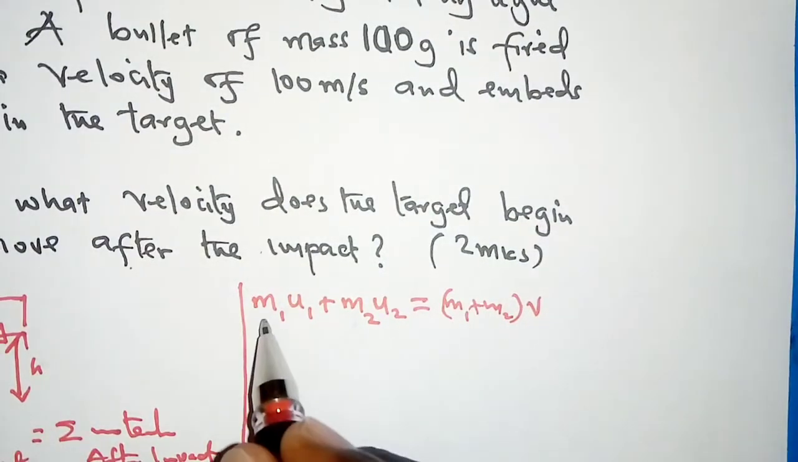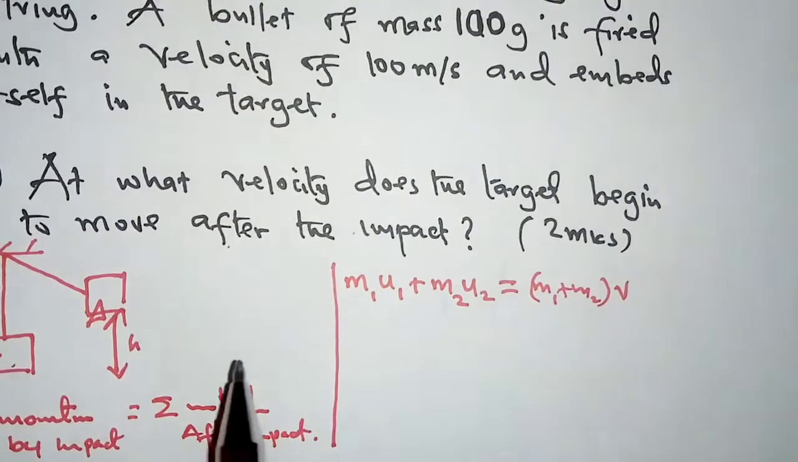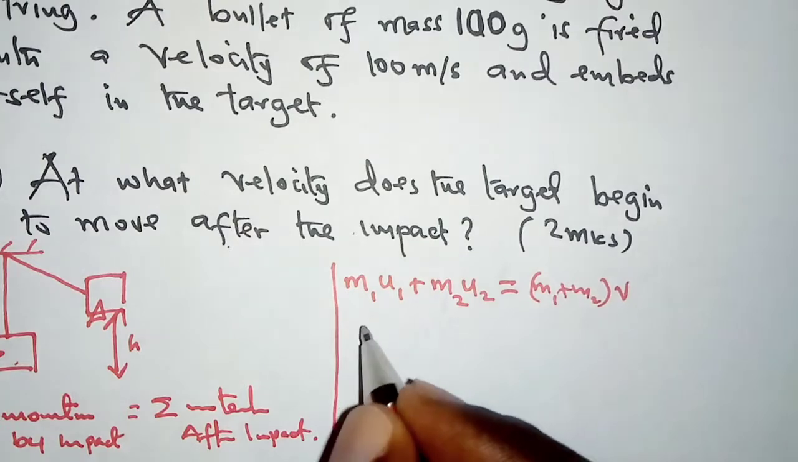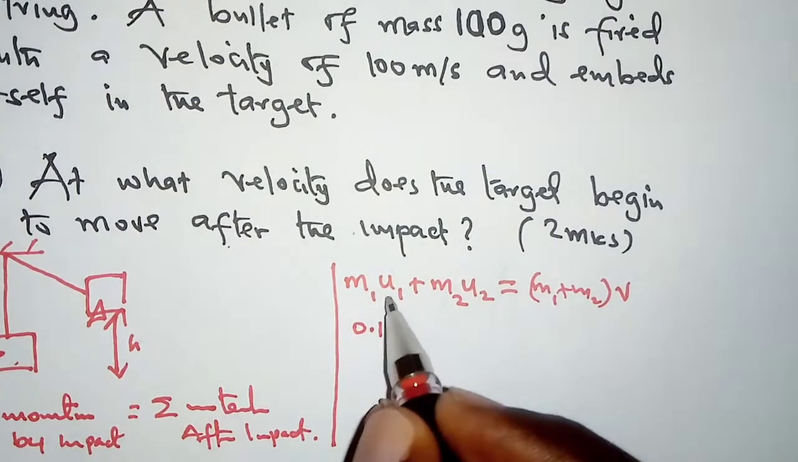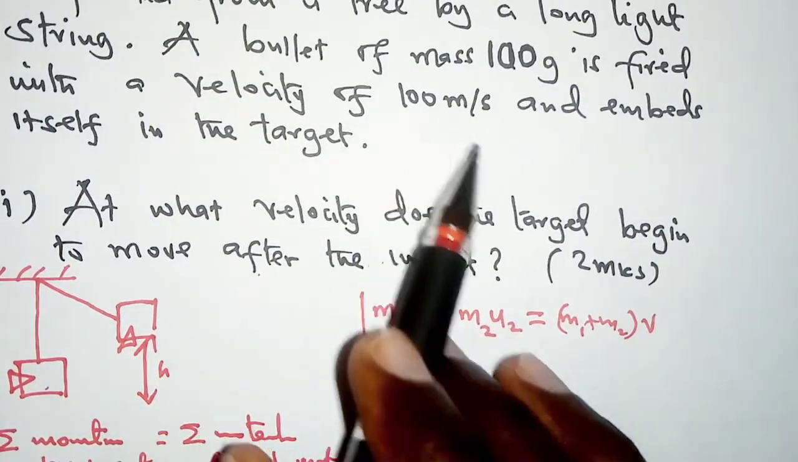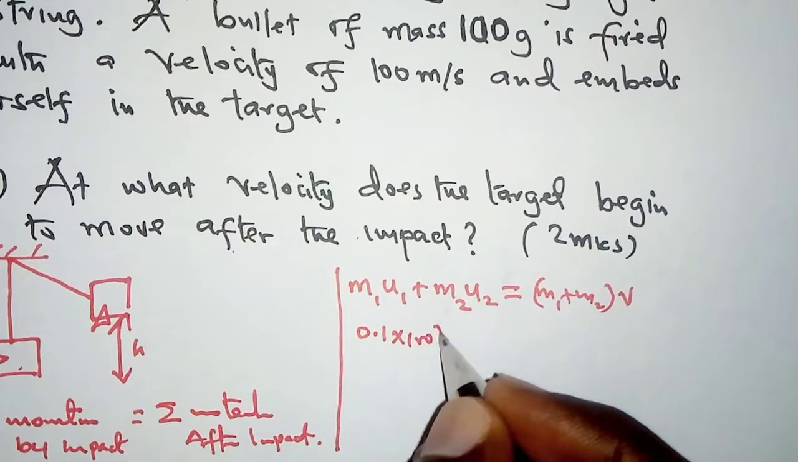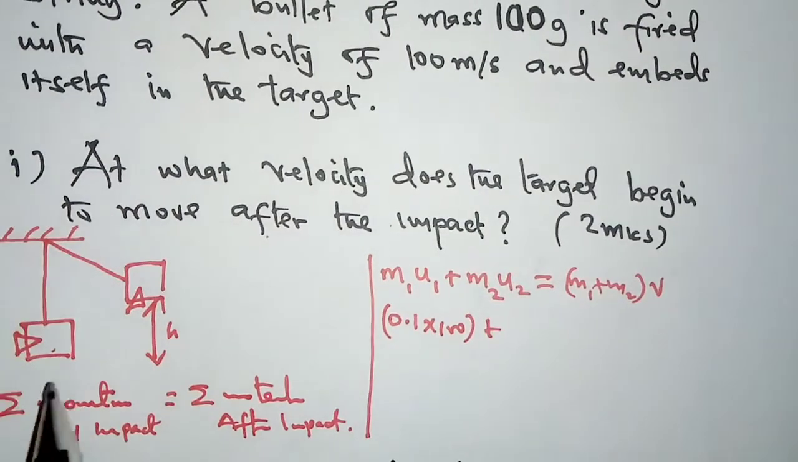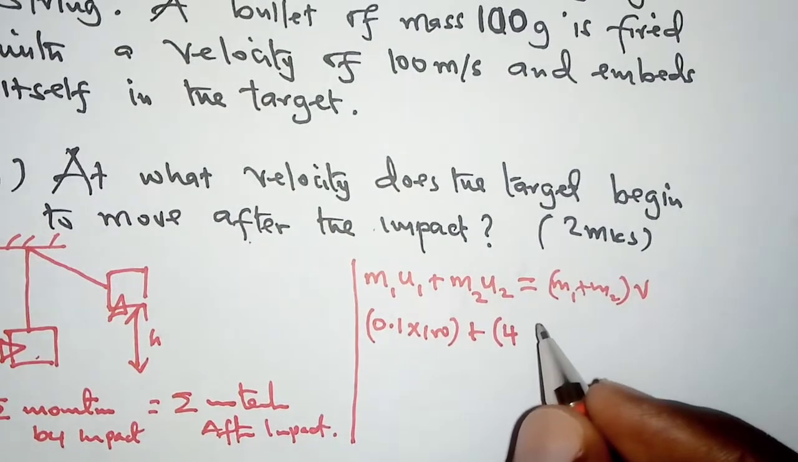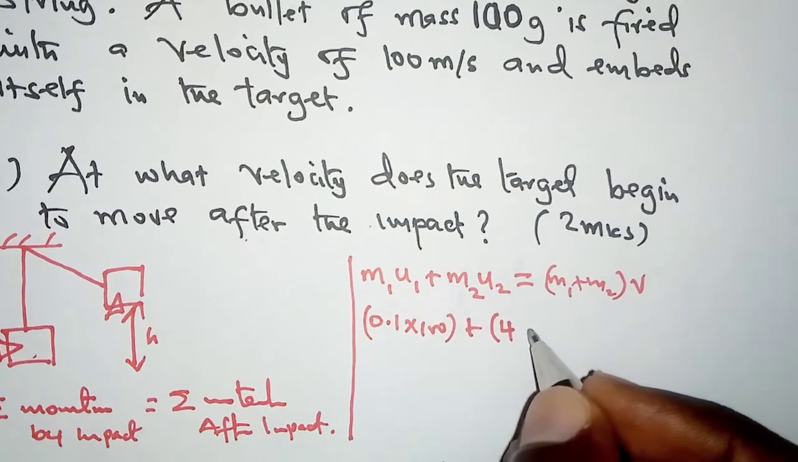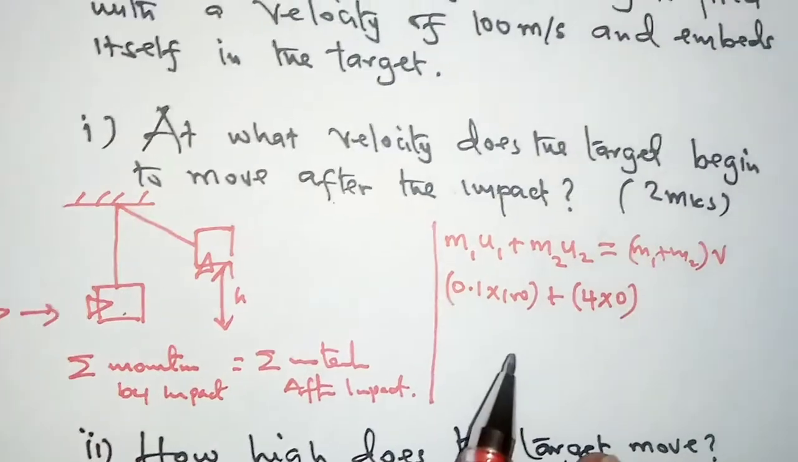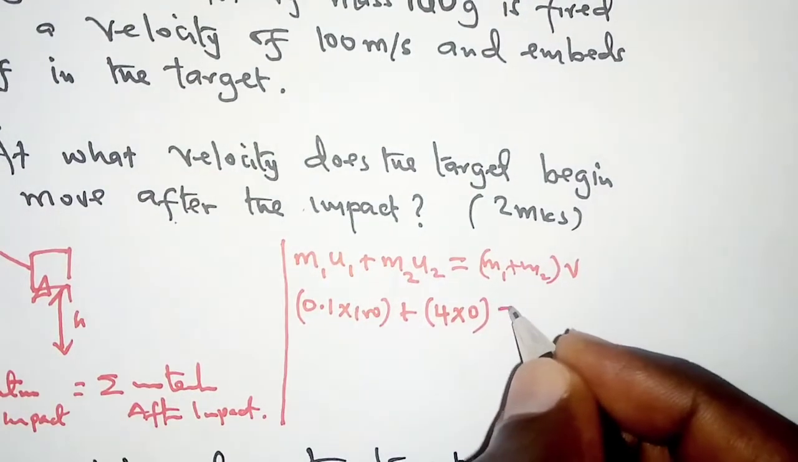Well, the mass m1 of the bullet is 100 grams, and 100 grams, we have that in kilograms, 0.1. We'll have to multiply by the velocity before impact, and we are told that is 100 meters per second. So we multiply by 100. When it comes to the block, the mass of the block is 4 kilograms. We have to multiply that by its velocity, and the velocity is 0, because when it's suspended, it rests, it doesn't move. And then we equate that to the right hand side.